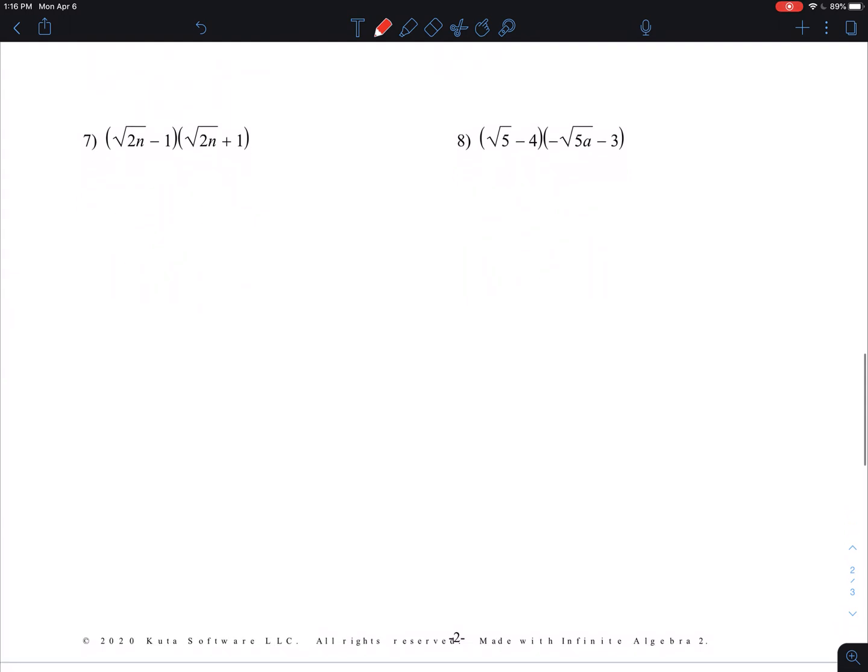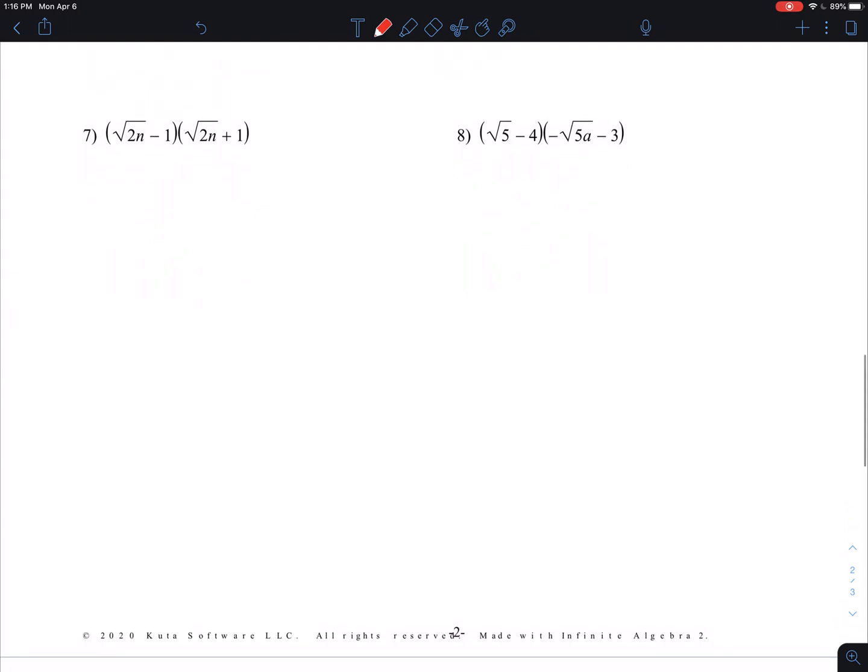All right, now we're looking at some multiplications. We're going to find some products. I'm going to do number 7 two ways. Number 1, I'm going to do it the classic multiplication way.